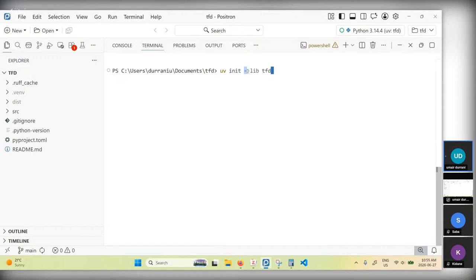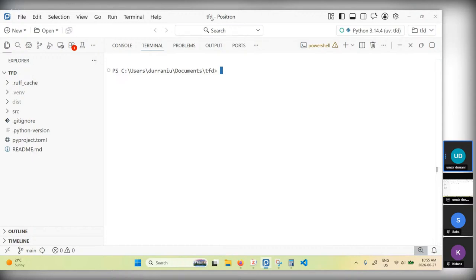But when we use this flag, --lib, it means that we are developing a package, not just any Python project. We are actually making a Python package. And then we provide the name. So after running that, it created this folder, which we are now in.